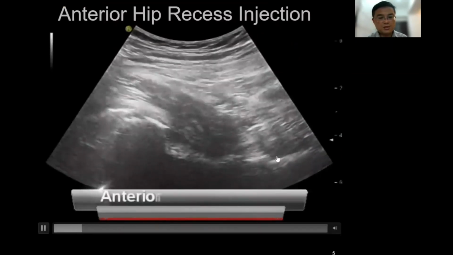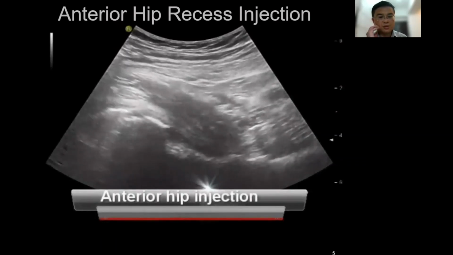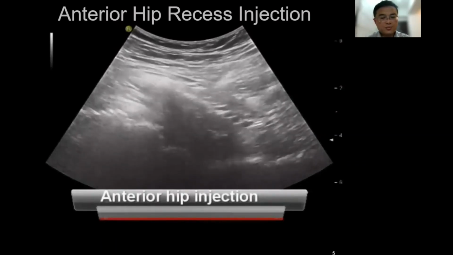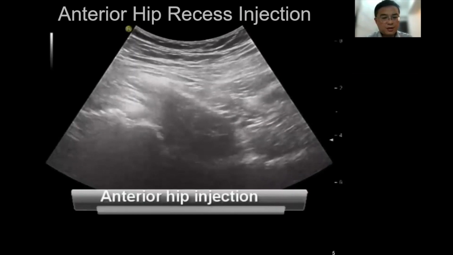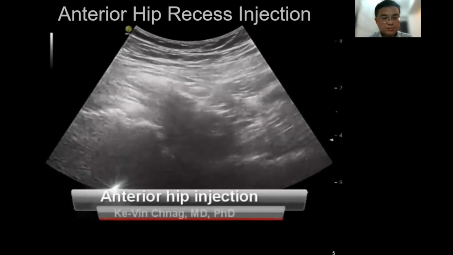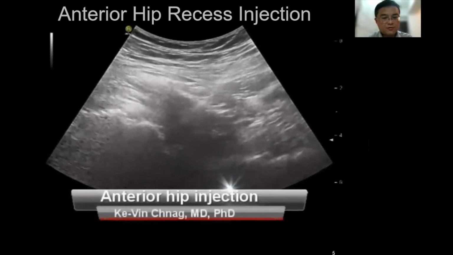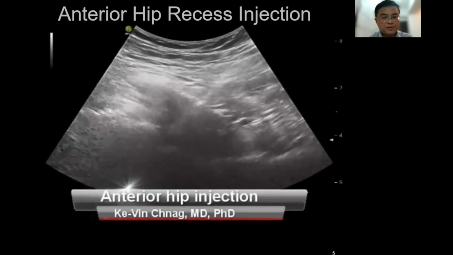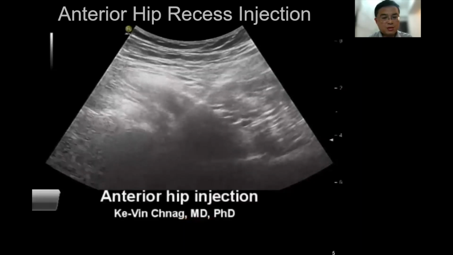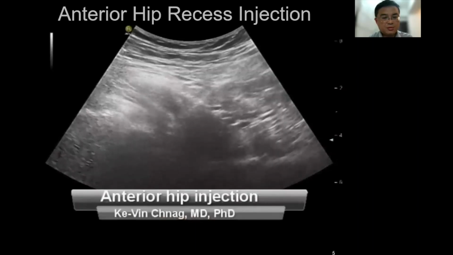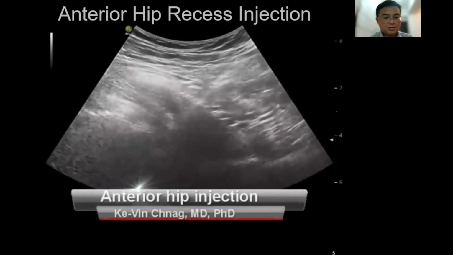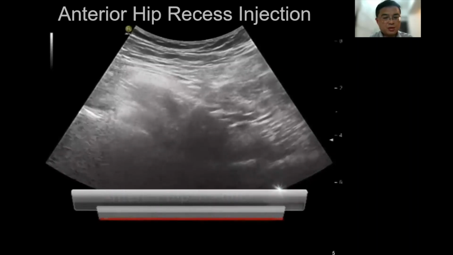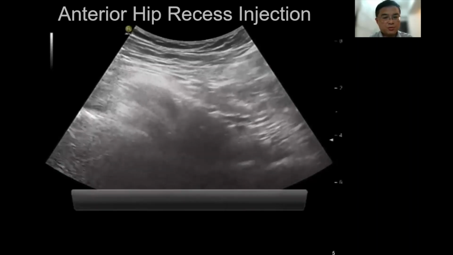As you can see in this patient, there is some effusion inside the anterior hip recess, and then you can find the surface of the femoral head is not smooth, so the patient had hip joint osteoarthritis. So once your needle enters the anterior hip joint recess, you can start to push the injectate to let it distribute into the anterior hip recess.